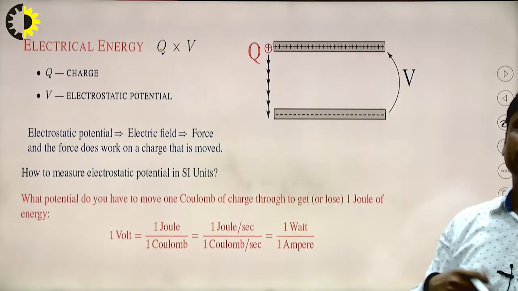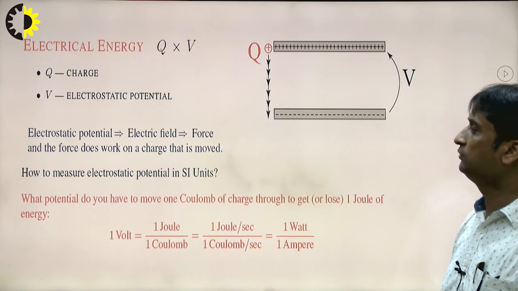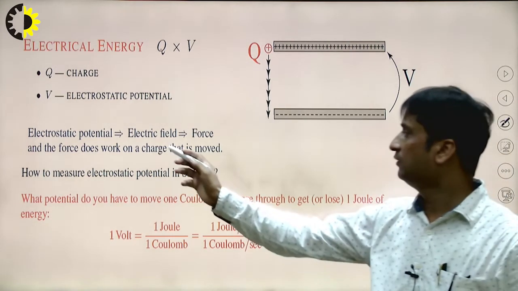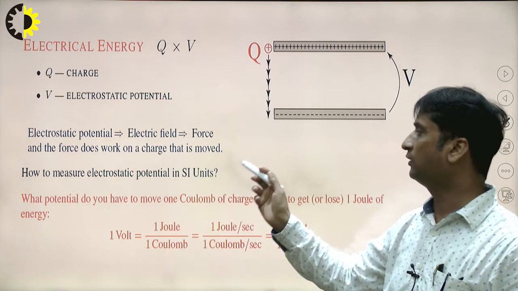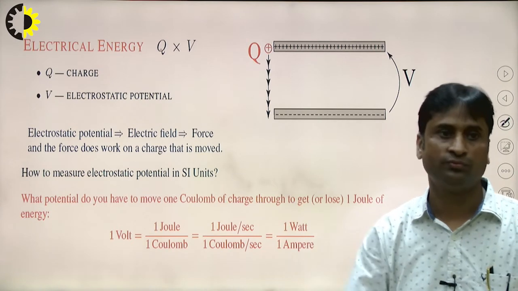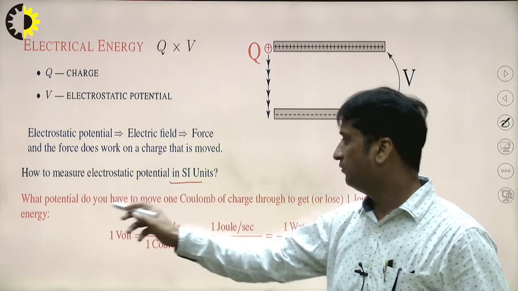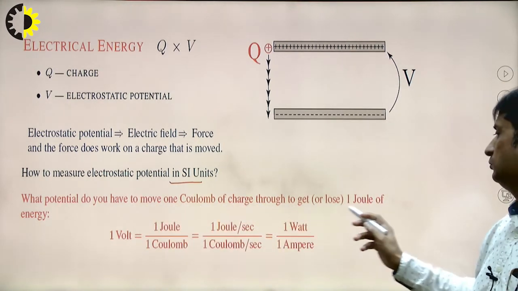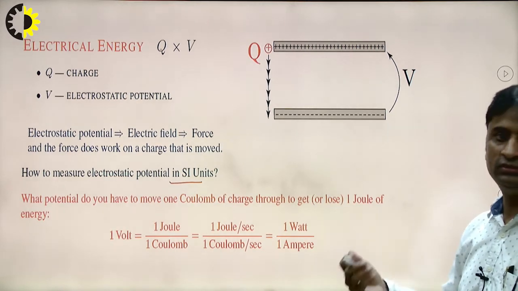Now we come to electrostatic energy, that is Q into V. Q is the charge, V is the potential, and the electrostatic potential, that is the electric field, exerts a force, and the force does work on the charge as it moves. In SI units, the potential through which you move 1 coulomb of charge is what gives you, or makes you lose, 1 joule of energy. That comes from this.